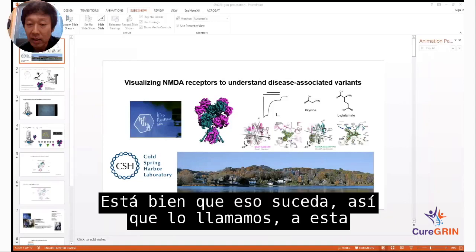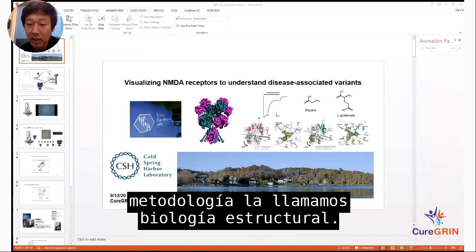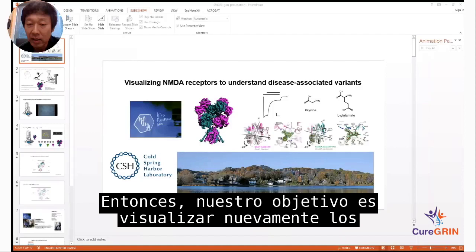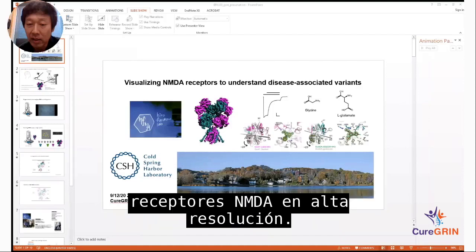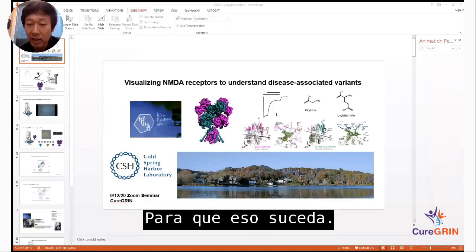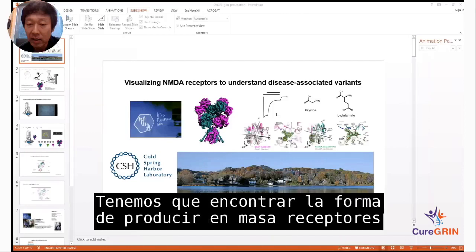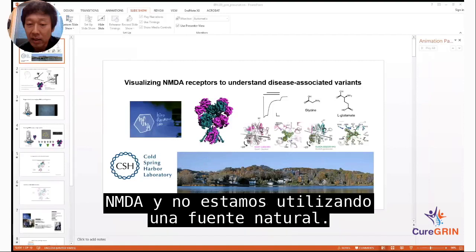All right. We call this methodology structural biology. So our aim is to, again, visualize NMDA receptors at high resolution. For that to happen, we have to figure out a way to mass produce NMDA receptors. And we're not using a natural source.